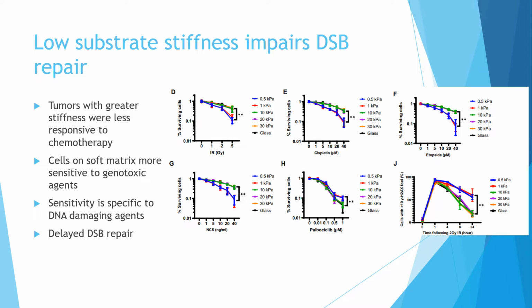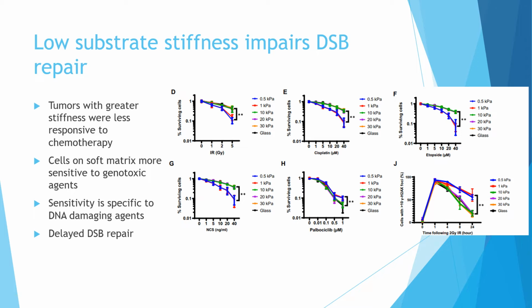Also in panel H, they used a drug that's a CDK4/6 inhibitor instead of a genotoxic agent. And we see there that the results were actually flipped in that the cells on the less stiff substrates were less sensitive to that drug. This indicates that the sensitivity is specific only to DNA damaging agents.